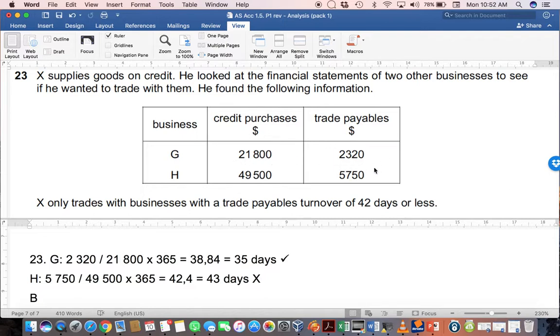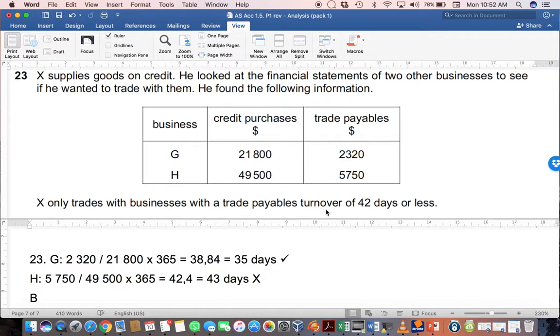G had total credit purchases of 21,800 and total payables of 2,320. To calculate G's payment period, in other words what X could expect as a collection period, you compare these two figures: 2,320 divided by 21,800, or your payables divided by the purchases, times 365. You will come to an answer of 38.84 or 39 days.